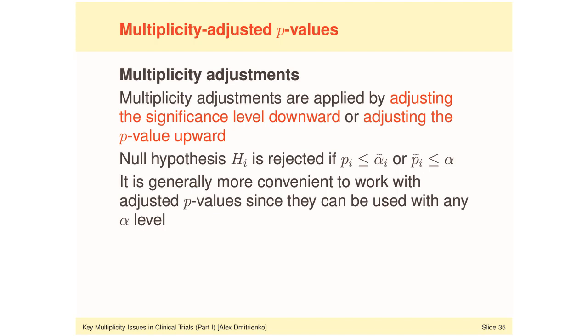So which adjustment method should we use? It is generally more convenient to work with adjusted p-values compared to adjusted significance levels, and that's mostly because adjusted p-values can be used with any alpha level, and the adjusted alpha levels do not need to be pre-specified. And the multiplicity adjustments in most clinical trial publications are actually reported using adjusted p-values.